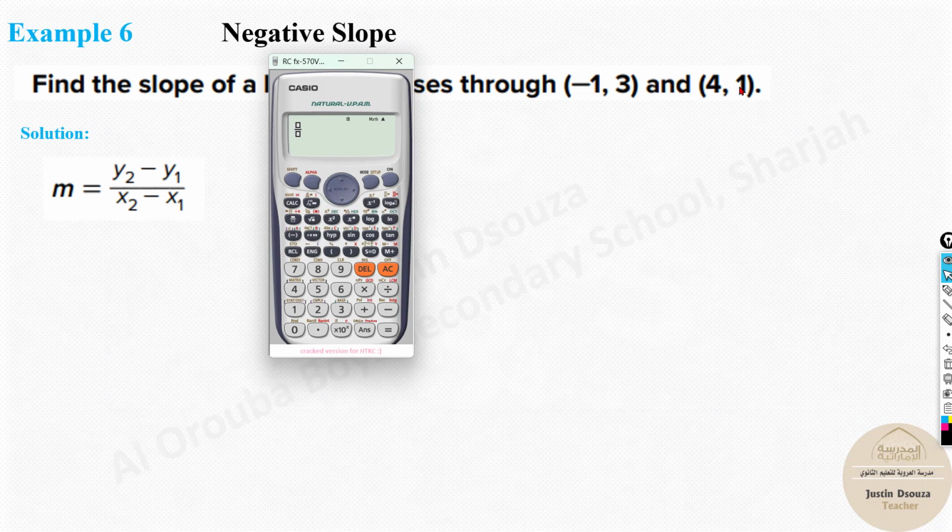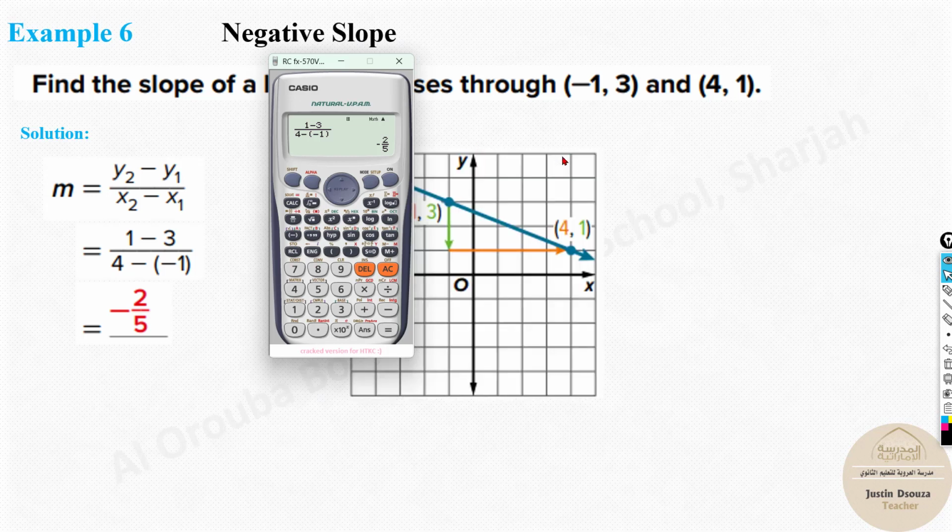I'll directly do it in the calculator here. So substituting y2 is 1 minus 3 divided by 4 minus of, sorry, I had to come down. It's 4 minus of minus 1. So that's it. The answer is negative 2 by 5. That's how you can easily solve it. Very straightforward problems. And graphing is also simple. Choose any 2 points. If there are more points given, you just need 2 points. You don't need more than that. And you have to just draw a straight line. That's it.